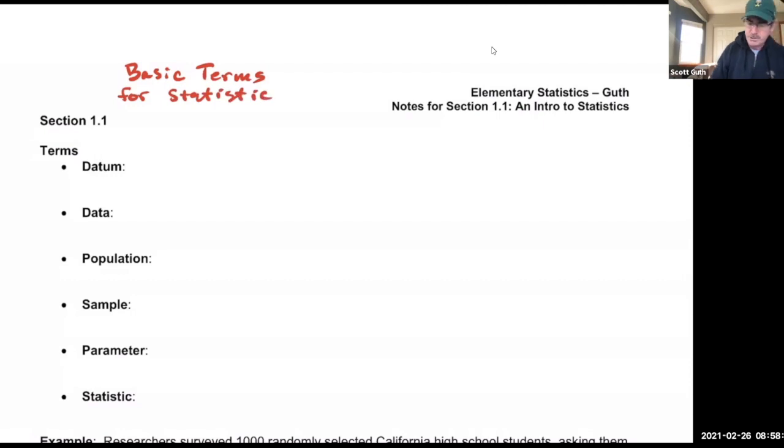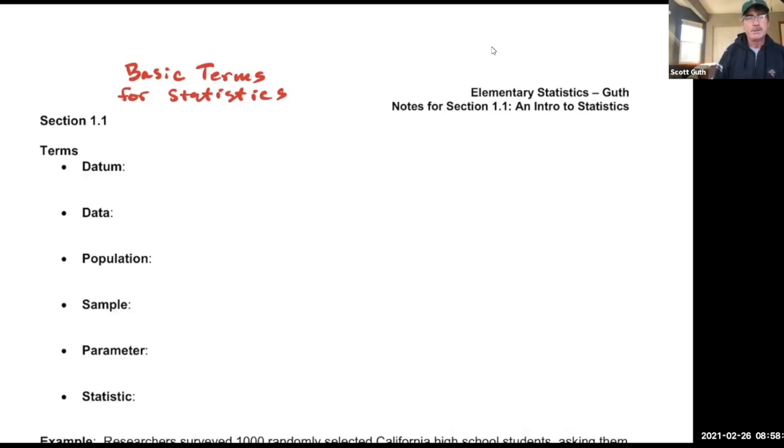So this whole first chapter is a list of terms, basically, and when I test you on this, there's going to be a lot of multiple choice and maybe some fill in the blank stuff.